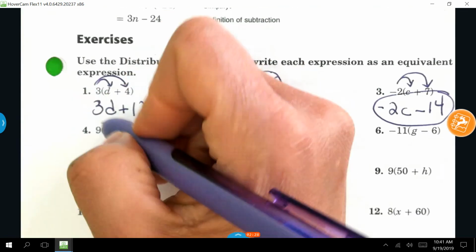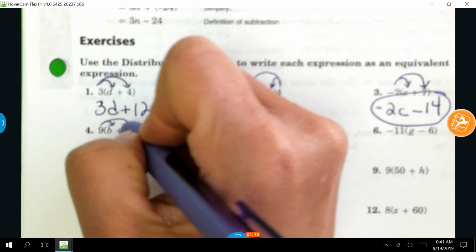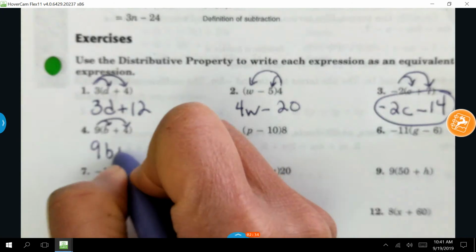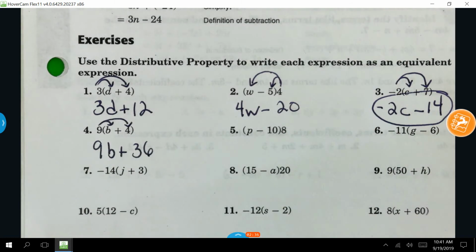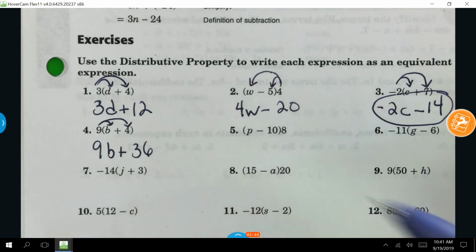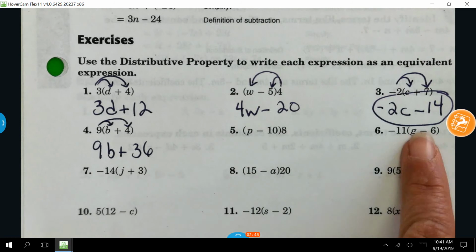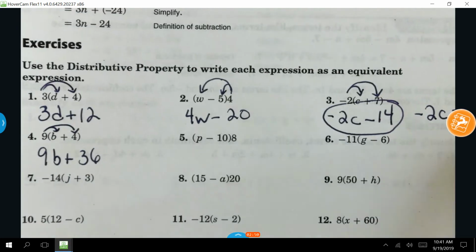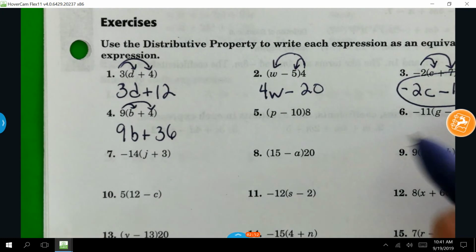Okay? Now, 9 times B and then 9 times 4. So we have 9B plus 36. And these are expressions. And these are equivalent expressions. This is the same thing as this. They're equivalent expressions. Just like this, and that are all equivalent expressions. All 3 of those are the same thing.